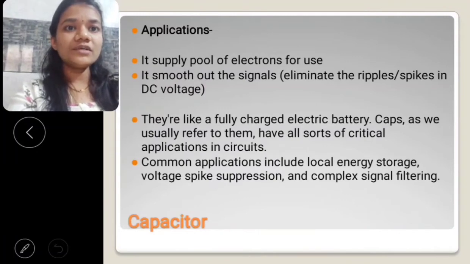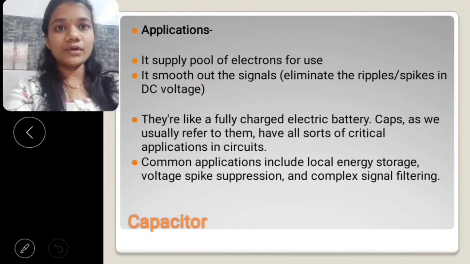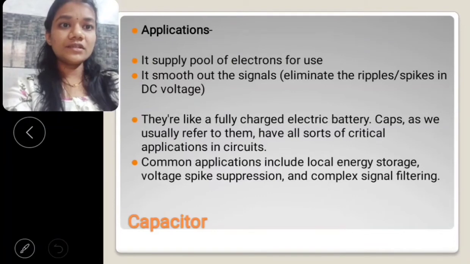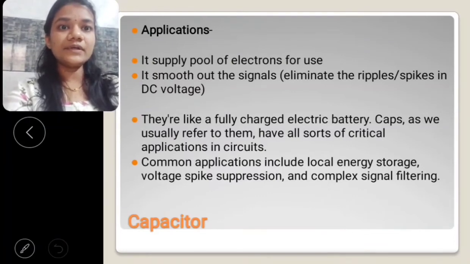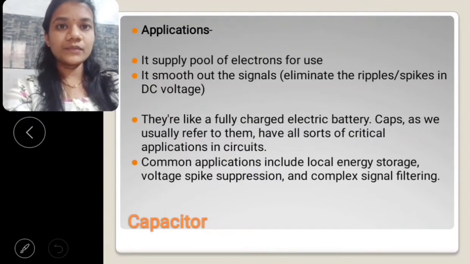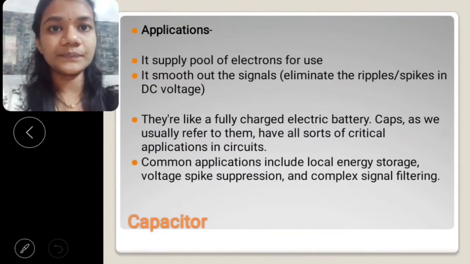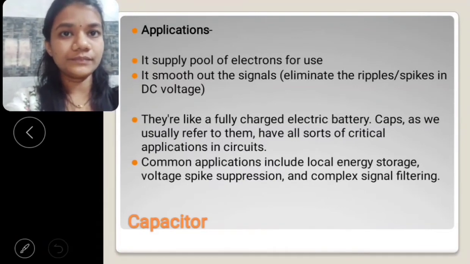It smooths out the signal. Means what? As I said, a capacitor passes AC and blocks DC. It means it smooths out the signal. It eliminates the ripples and spikes in the DC voltage. Okay, so this one is the property of a capacitor.